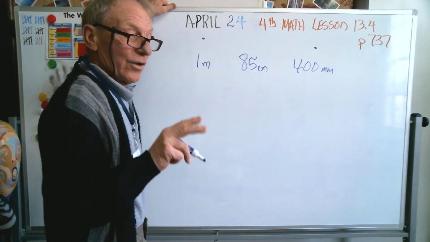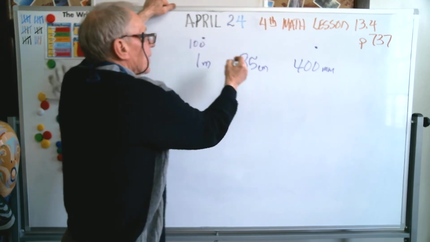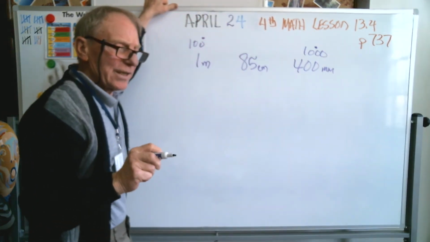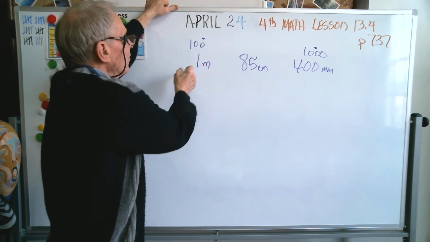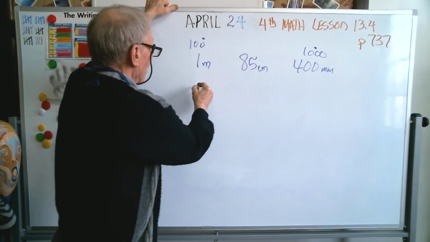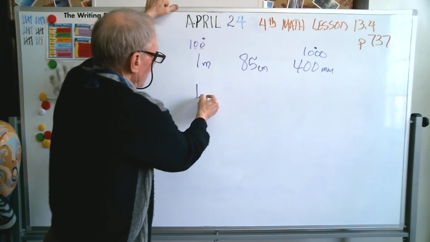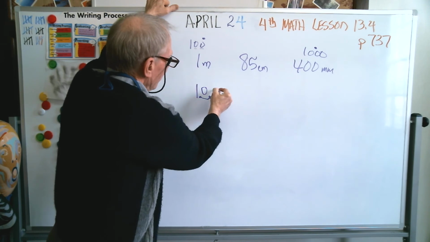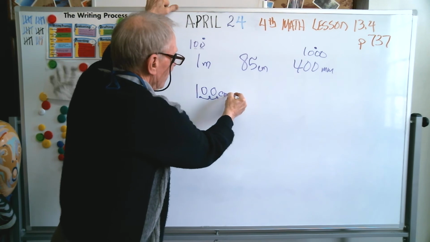100 means 2 zeros. So this would be 100. This is going to be 1,000. And what you do is you just look at the zeros. So in order to make meters into centimeters, we're going to take the decimal point. We're going to take 1, and we're going to move, there's 2 zeros. We're going to move that decimal point 2 places. So 1 meter becomes 100 centimeters.